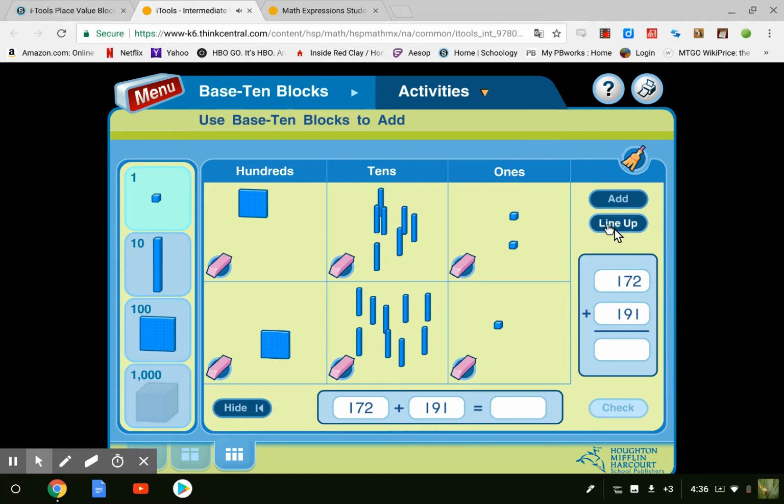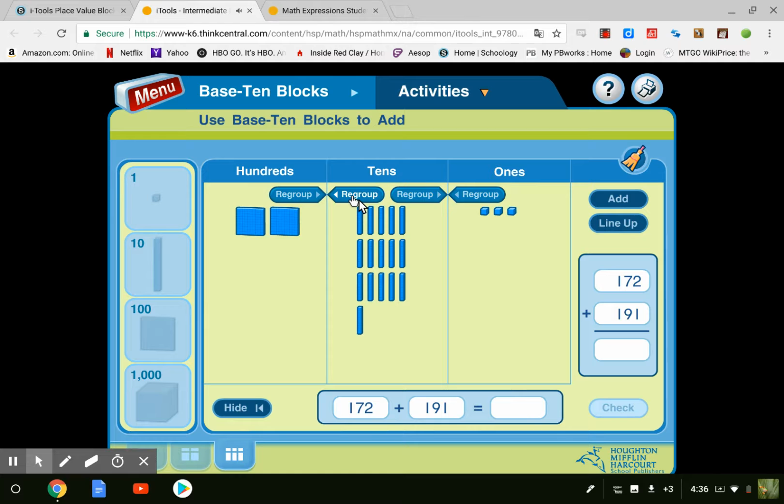So when they're done, we can line it up. We can add it. I can show them. They can see the regrouping. So it's a way better way of teaching, and I have a nice smartboard to do that on as well. So usually that would be my lesson, and they have access to this to help them on certain things.